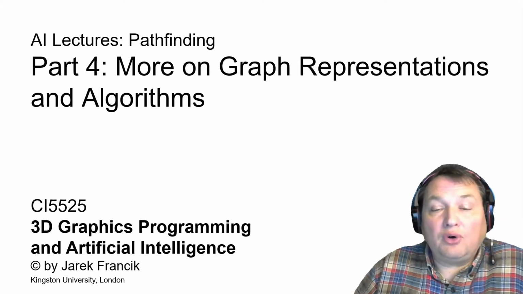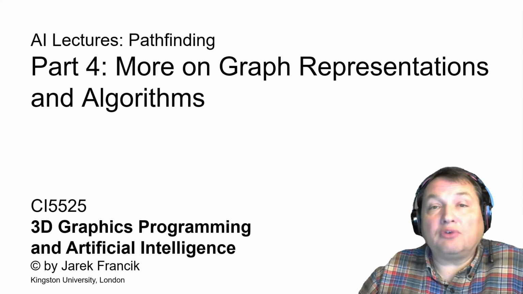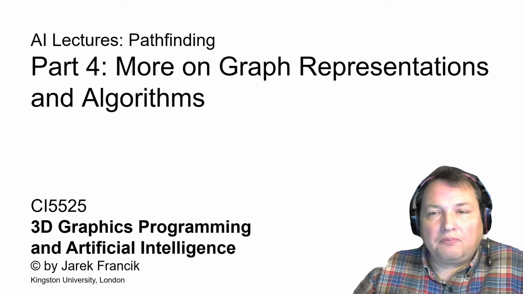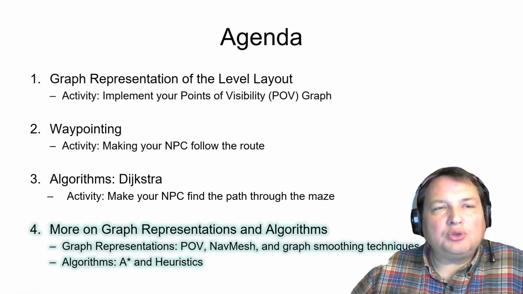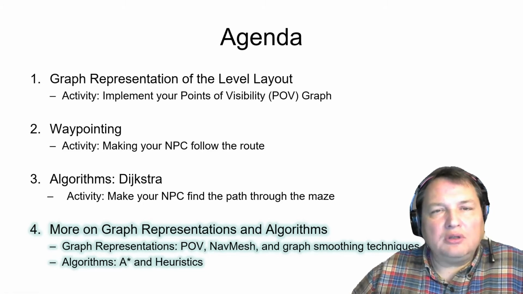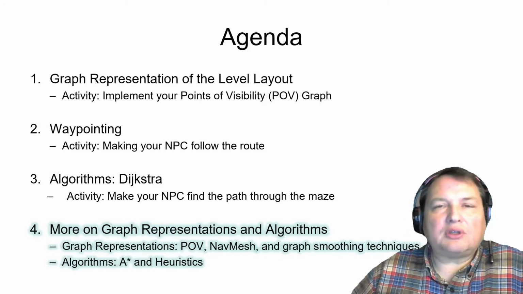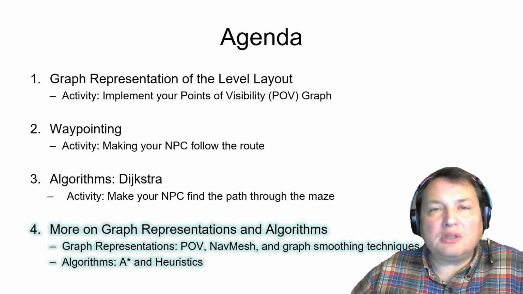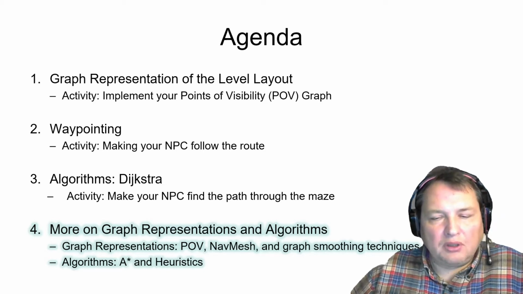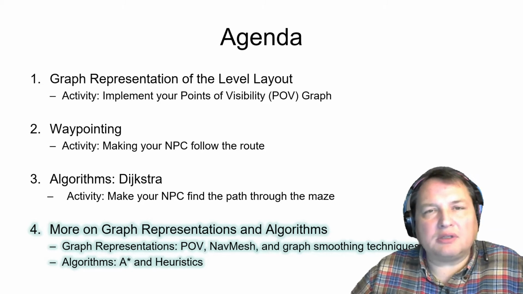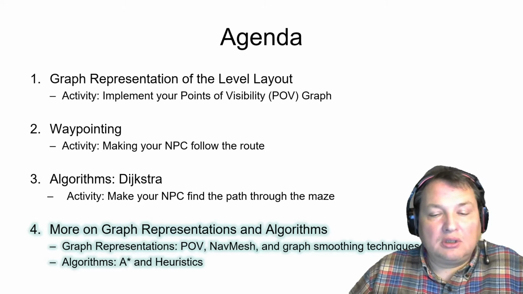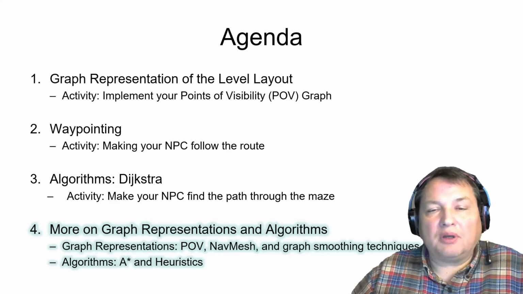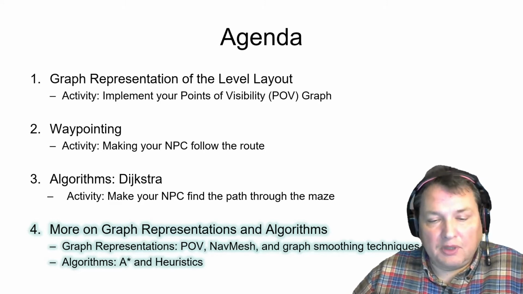This is the fourth part in our series on pathfinding. Previously, in the first episode, we looked into the graph representation of the level layout. We considered a working but rather simple solution, so we will now take on this topic and proceed to a more advanced, industry standard solution such as NavMesh, and we will also have a look at some graph smoothing techniques.